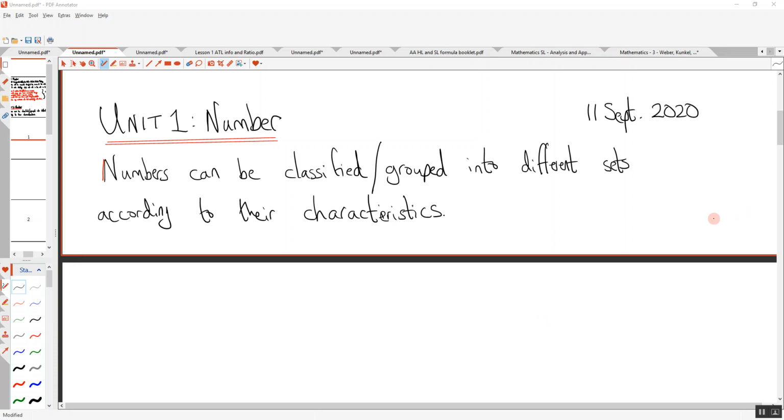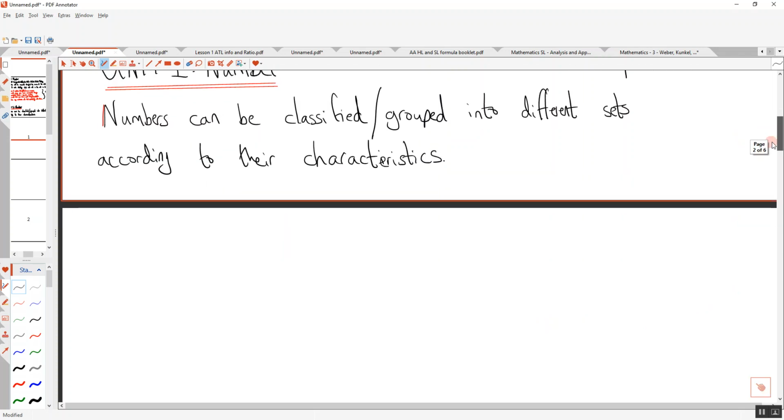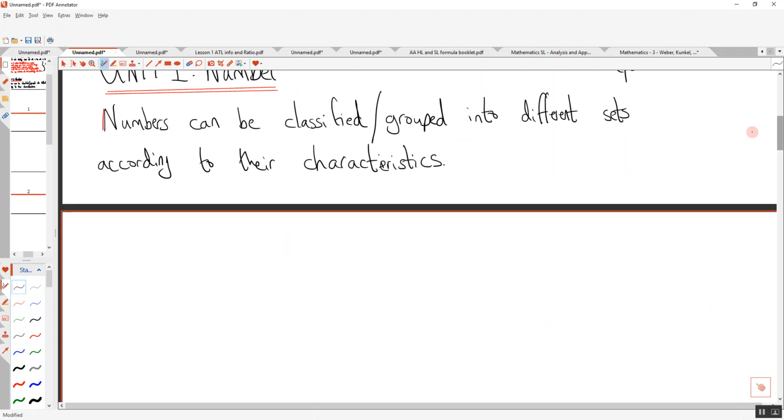Okay, so numbers can be classified into different sets according to their characteristics. If we think about the easiest type of number, the number that you're most familiar with, what type of numbers are those? Give me an example of those types of numbers. If we were to count something, what type of numbers do we use? Yeah, give me an example.